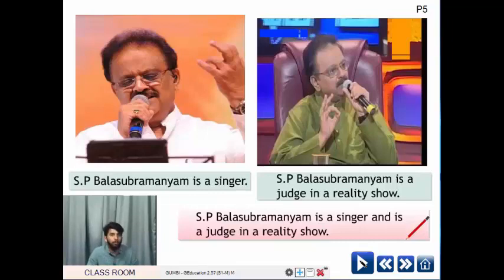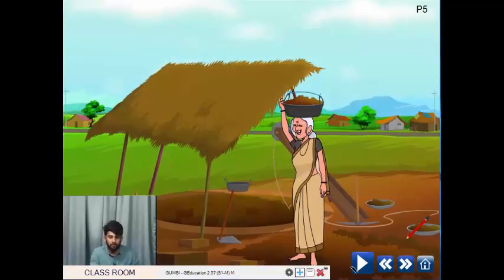Now tell me how many verbs you find in the last sentence. Yes, we can find two verbs there. And which word helped us to join these two simple sentences? Yes, very good. And. SP Balasubramaniam is a singer and is a judge in a reality show. So and helped us to join these two simple sentences.